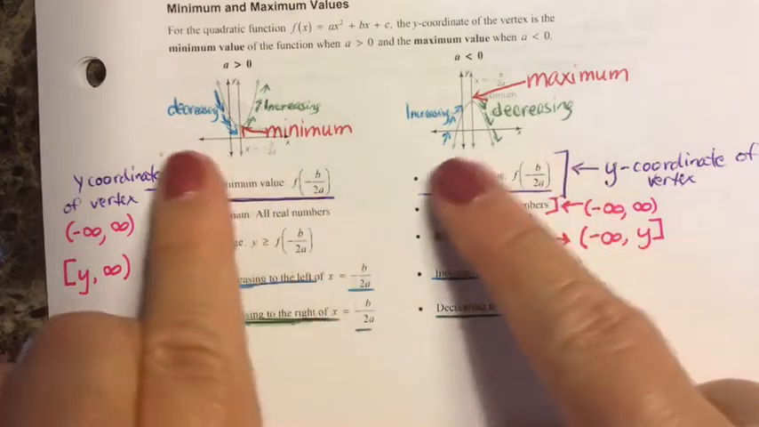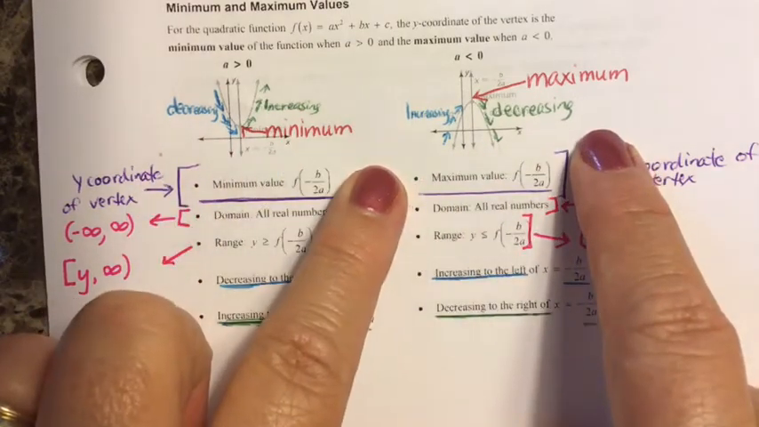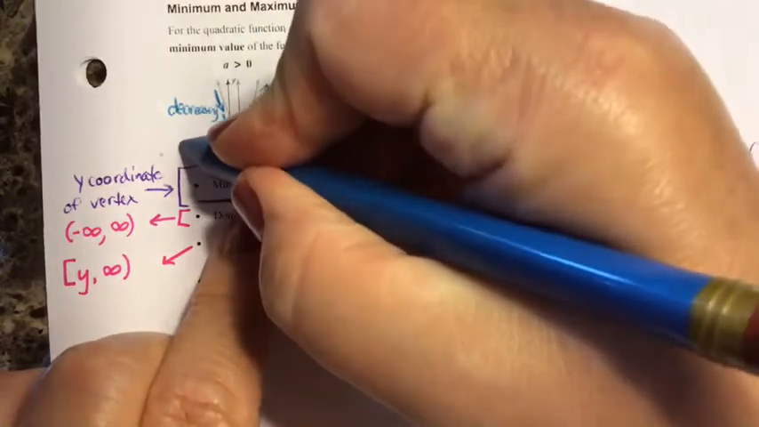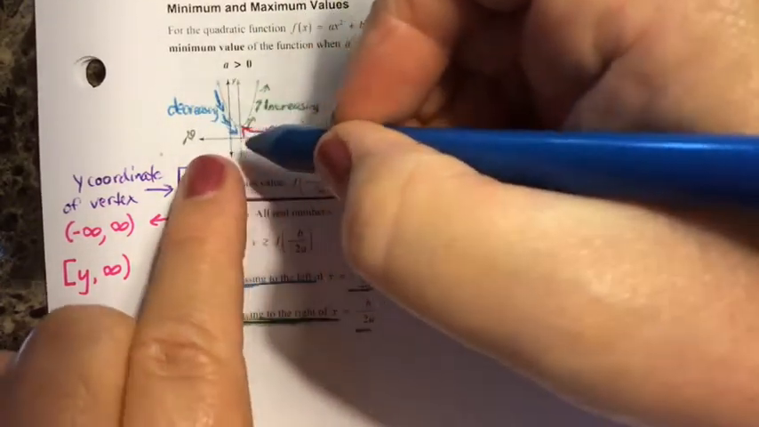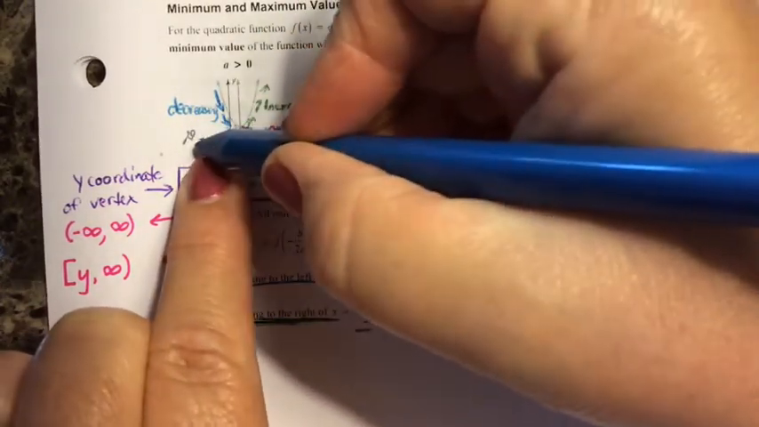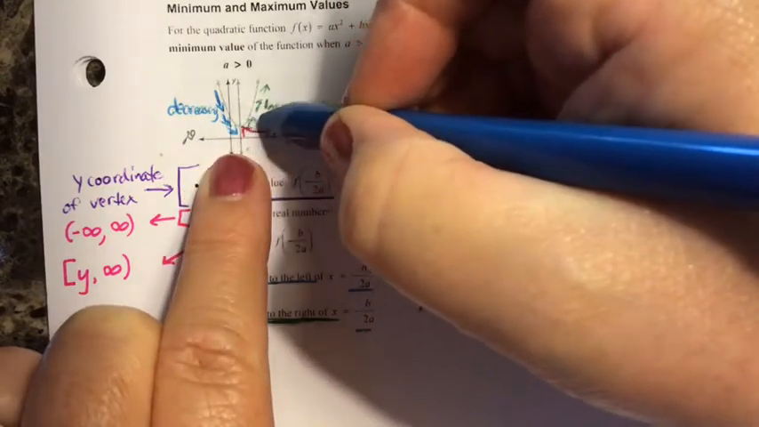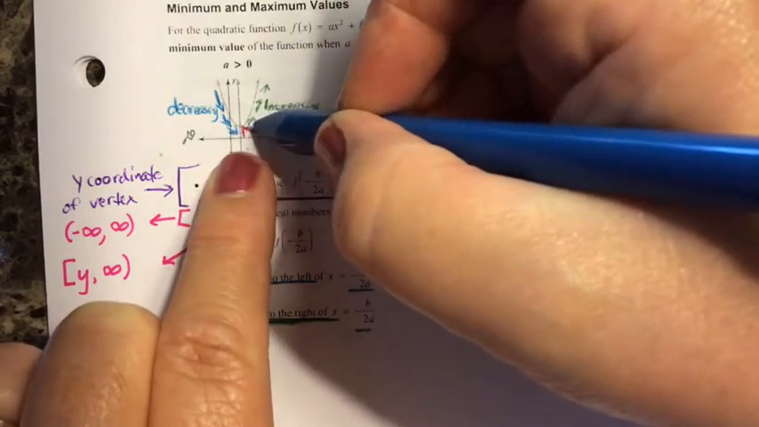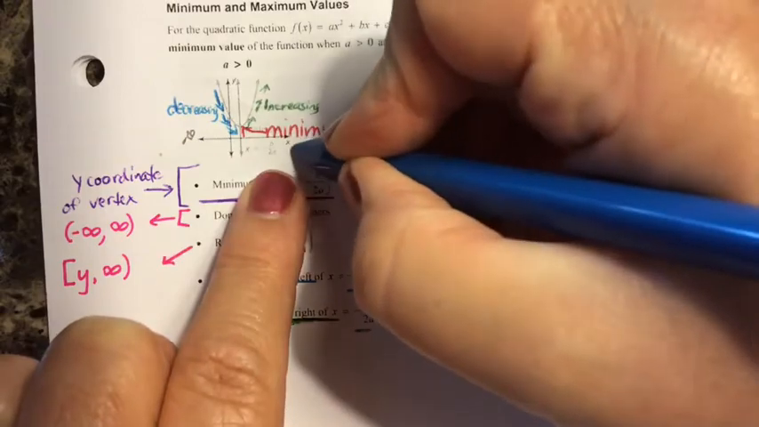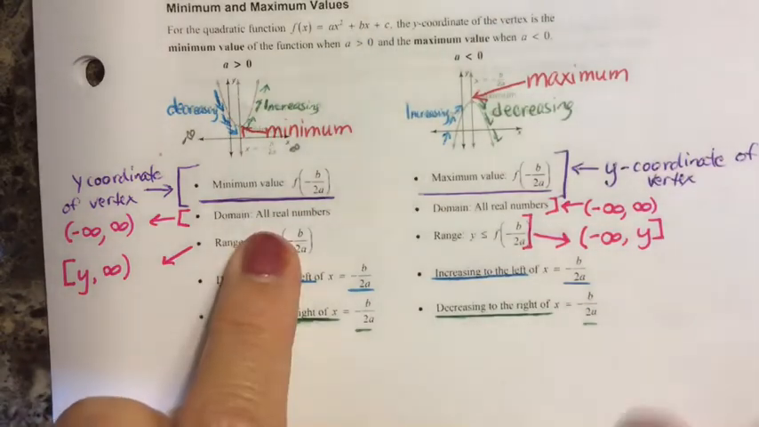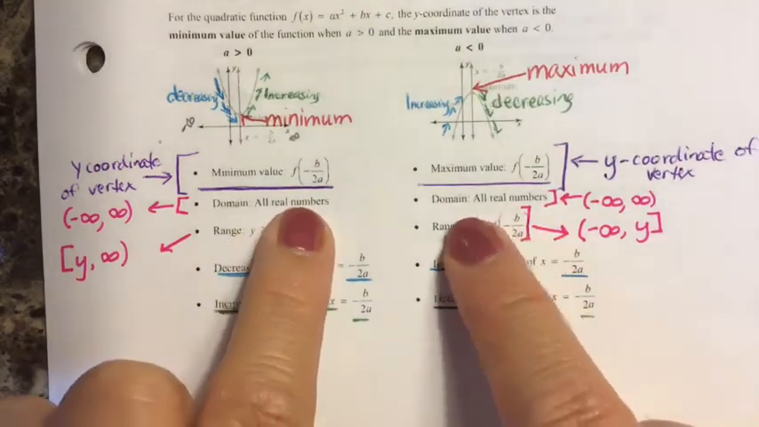Domain is how far left or right your graph goes. That graph is opening forever to the left, so it's approaching negative infinity. And this graph is opening, it does not appear that it is, but it is opening forever to the right, so it approaches positive infinity. In algebraic terms, you would say all real numbers.